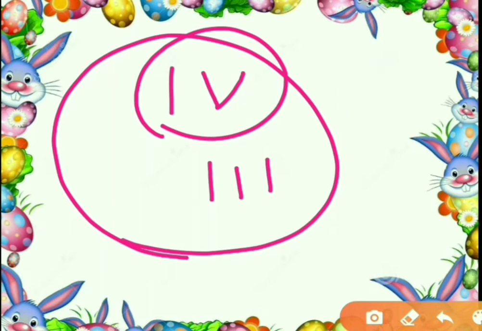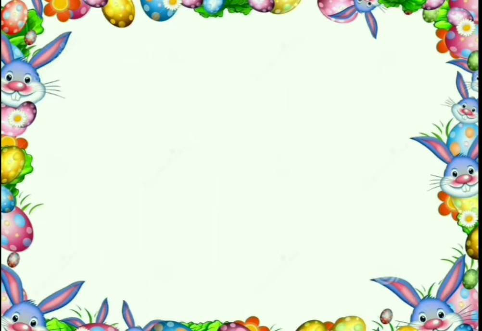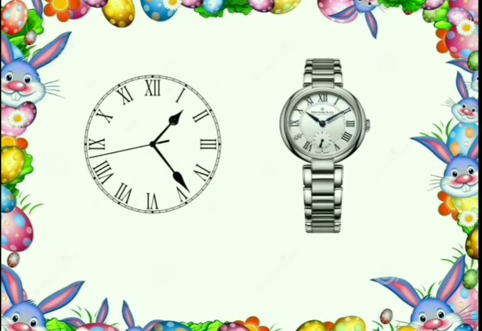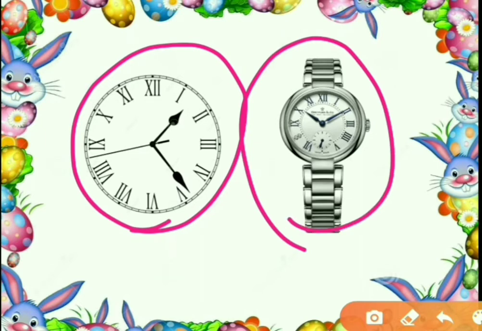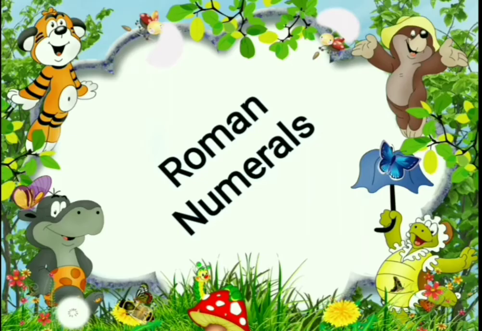Now tell me, have you seen symbols like this in any other objects? You might have seen these symbols, these Roman numerals, on a wall clock and watch. Even in the question paper or worksheet, Roman numerals will be there. So, today our topic is Roman numerals. What do you mean by that? Roman numerals originated in ancient Rome to represent numbers.